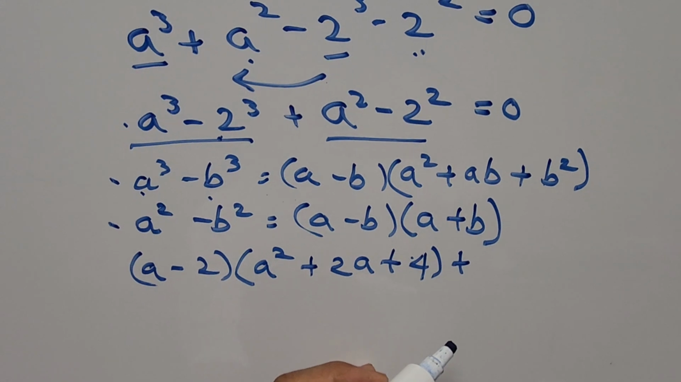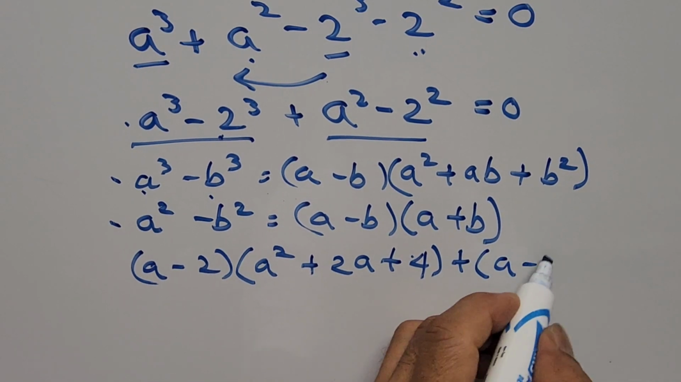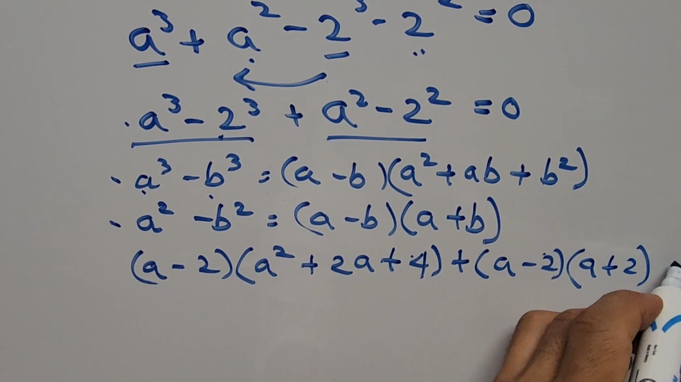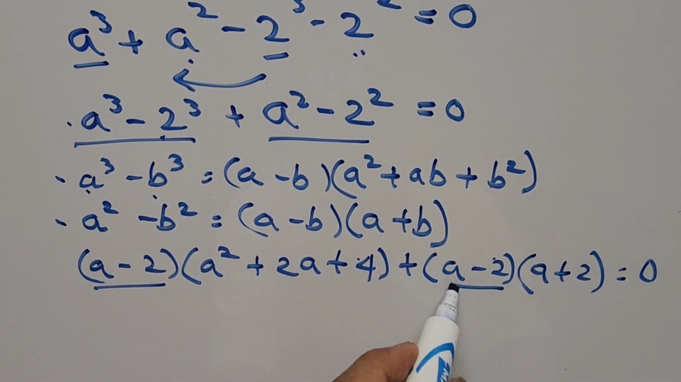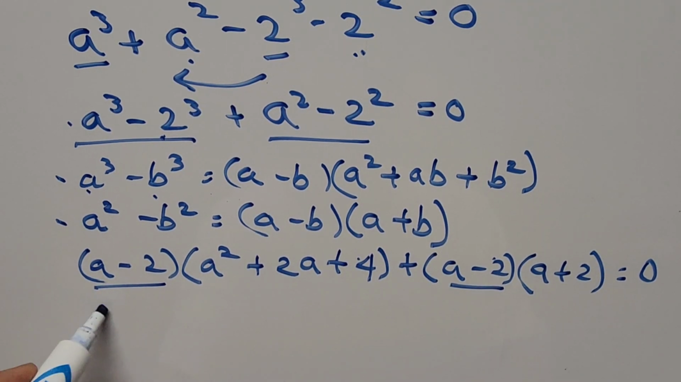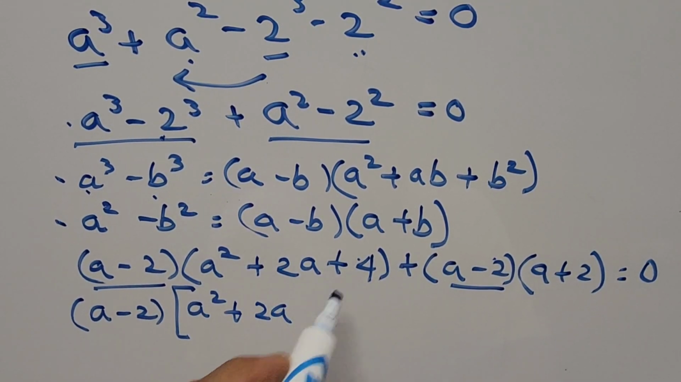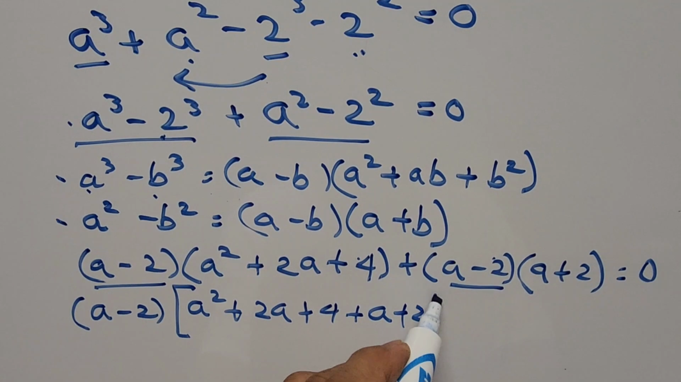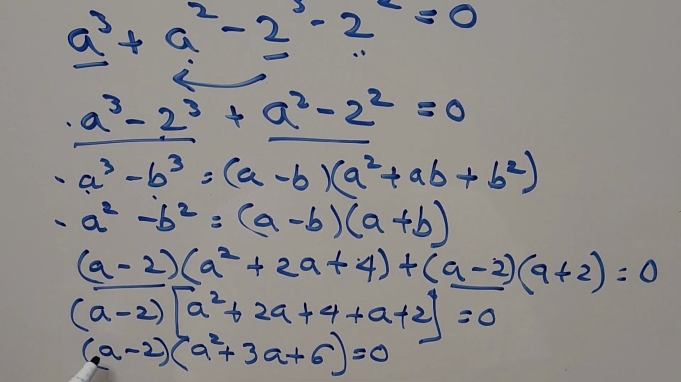Then plus the expanded form of this, a squared minus b squared. So this is a minus b, where b is 2, times a plus b, again 2, equals 0. So here we have a minus 2 as common, right? Simplify, we factor out a minus 2, so we have a squared plus 2a plus 4 plus a plus 2 equals 0. Simplify, so we have a minus 2 times the quantity a squared plus 3a plus 6 equals 0.